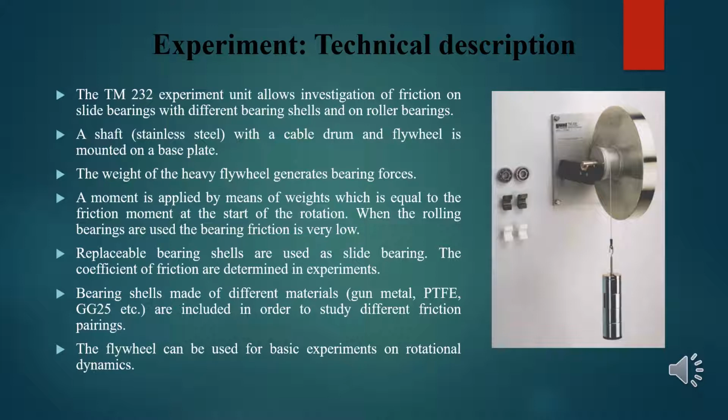When rolling bearings are used, the bearing friction is low. Replaceable bearing shells are used as slide bearings, and the coefficients of friction are determined in this experiment. Bearing shells made of different materials, basically three types of material, are used during our experiment. One is gunmetal, second is PTFE, meaning polytetrafluoroethylene, and GG25, which is basically an alloy of cast iron, to study the different friction pairs. The flywheel can also be used for basic experiments on rotational dynamics.